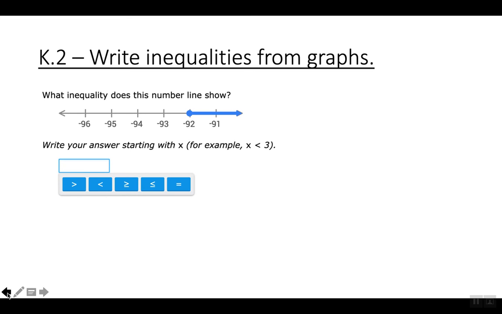Okay, and that concludes today's lesson. You have 2 IXL sections to do, K1 and K2. You have to get to 100, and they're both due before 6 a.m. the next day that you have my class.